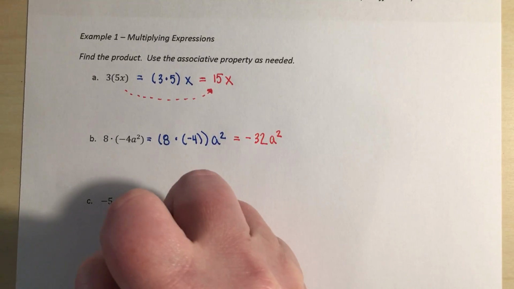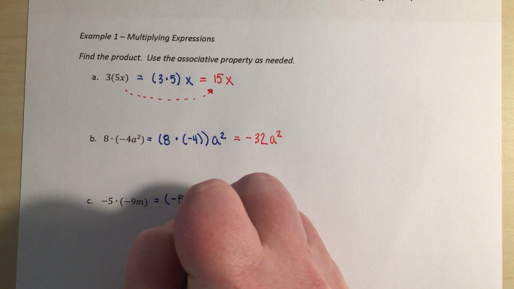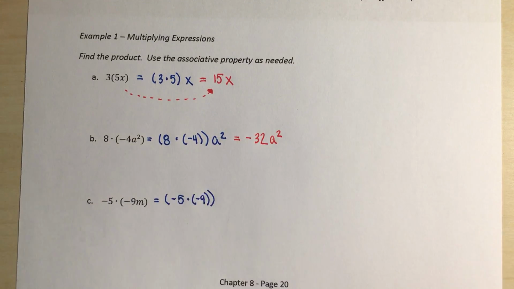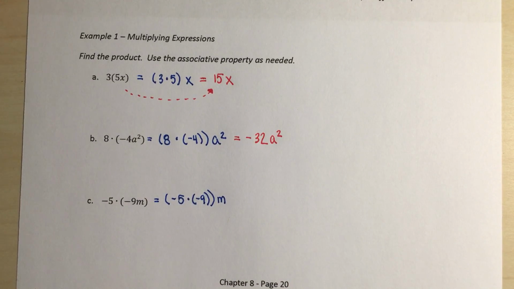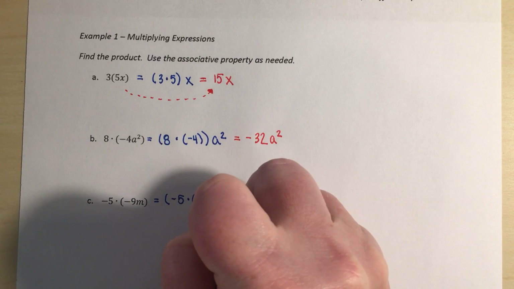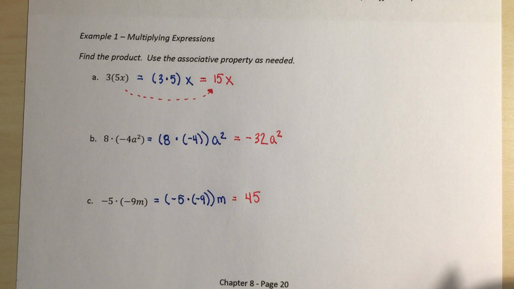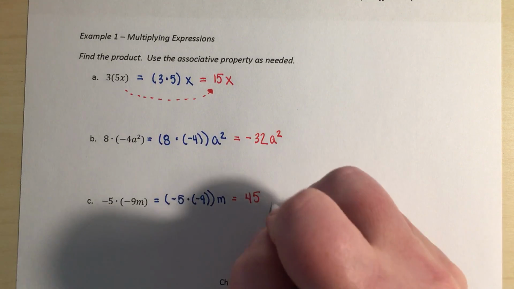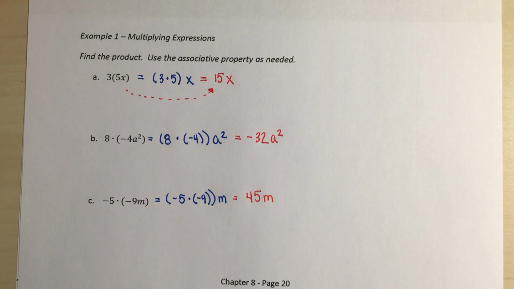And then for C, we have -5 times -9. Again, I throw that -9 in an extra set of parentheses just to keep the sign straight. And then our m stays out front. Negative times negative is going to turn positive. So -5 times -9 gives us positive 45. And then we're going to multiply that by our variable factor of m.